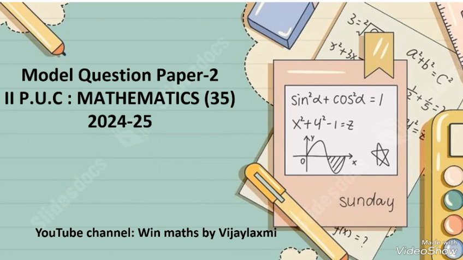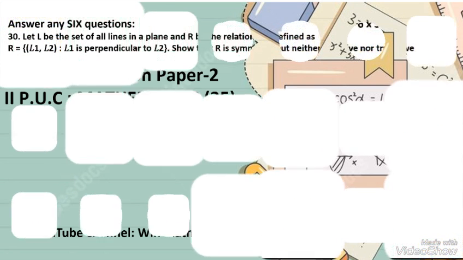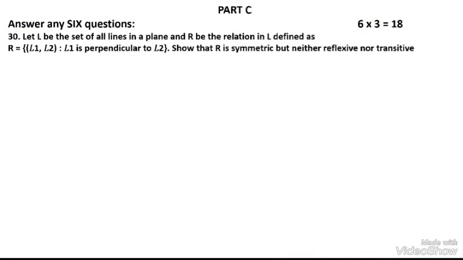Here in this session, we have to discuss the model question paper 2, the continued part. In the last class, we already studied model question paper 2 up to part B. Here let us move on to part C.